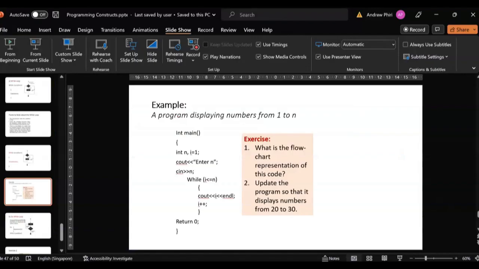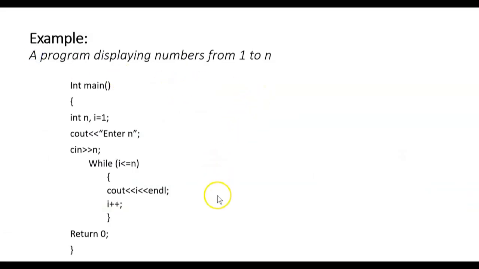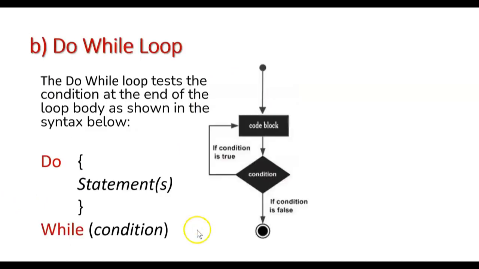All right, now there is what is known as the do-while loop, and that is what I want us to look at now. The do-while loop tests the condition at the end of the loop body as shown in the syntax below. With the do-while loop, we allow statements to be executed at least once before a condition is checked. So you have do, then you indicate what statements you want processed before the condition is checked.